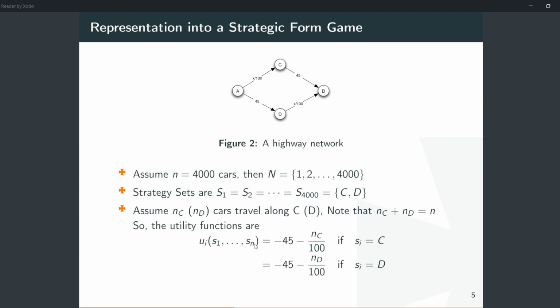So the utility for a strategy is given by minus 45 minus N_C by 100 if S_i is equal to C. This means that if the route is from here, then 45 minutes is lost here, plus N_C by 100, where N_C is the number of cars going through this route. That will be the total time taken, reversed in sign. Similarly, if we are going on the D route, then the utility will be this.